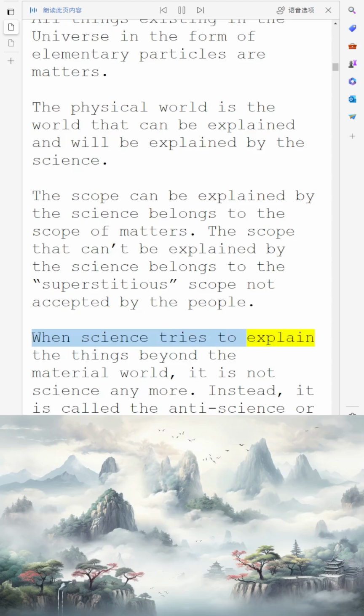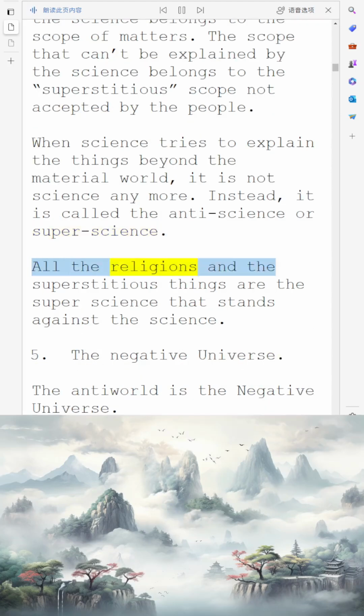When science tries to explain the things beyond the material world, it is not science anymore. Instead, it is called anti-science or superscience. All the religions and superstitious things are the superscience that stands against science.